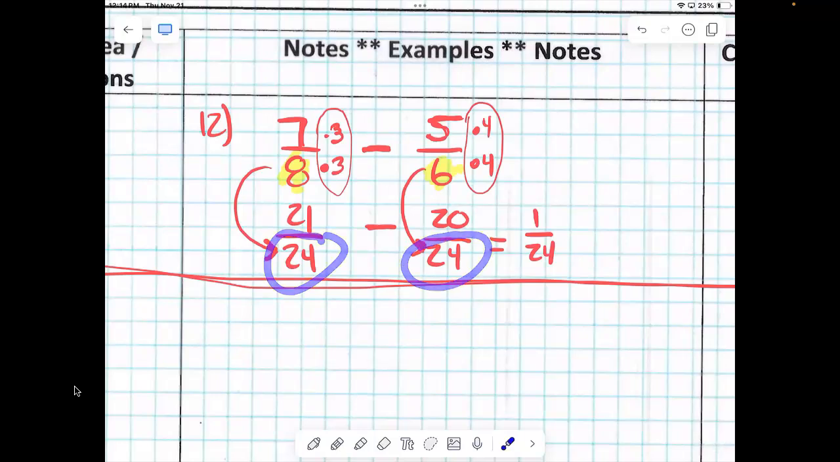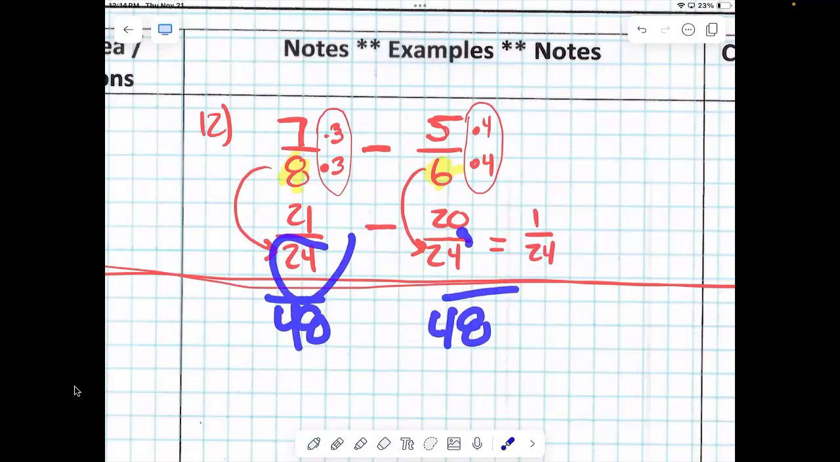Common denominator? Yes. What's 8 times 6? 48. Could 48 also be a common denominator? Yes. I just used 24 because 24 was actually smaller. It was the lowest common multiple of those two numbers. But 48 works too, right? Yes. We feeling okay?